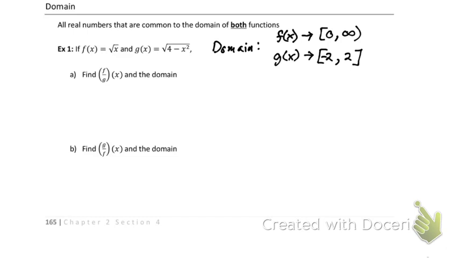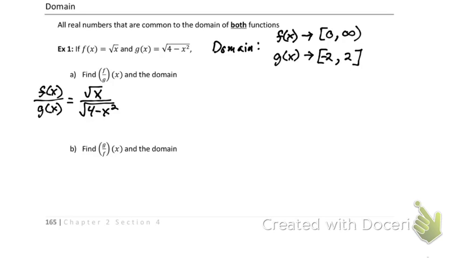Now we're supposed to combine the 2 functions together. We're supposed to do f of x over g of x, which in this case would be square root of x over square root of 4 minus x squared. We're not simplifying it, we're leaving it as is. However, I'm supposed to come up with a domain for this.